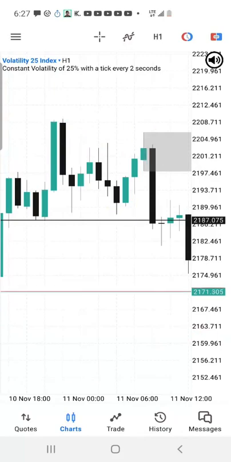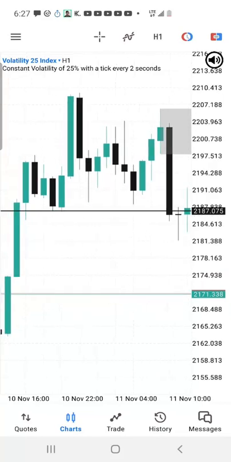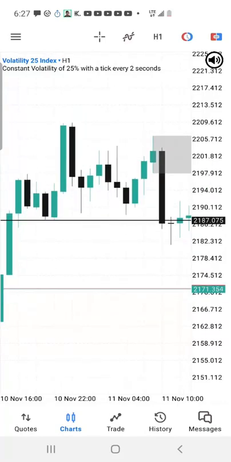Now, the purpose of head and shoulders is this: the market is going upwards, right? Then it came downwards. It tried to go upwards. It tried to create another high here, but it failed.